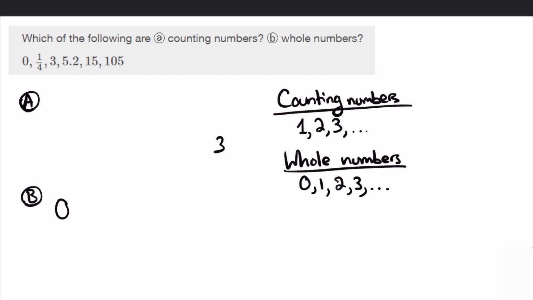Next, we have the value 3. 3 is both a counting number and a whole number. This is because 3 is greater than 1, and it is a positive integer. And as we can see by our definitions, it is already included. Therefore, 3 is a counting number and a whole number.